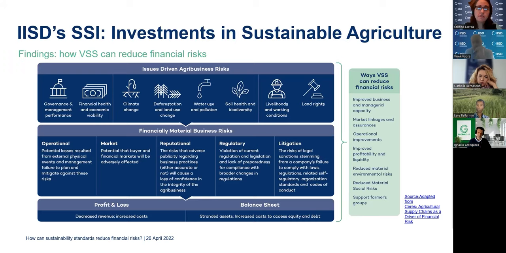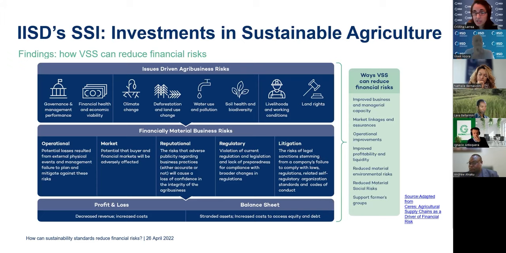I'm going to explain the issues that are in the boxes on the right. Which are these ways through which standards can reduce financial risk? Through improved business and management capacity, since standard-compliant operations are required to comply with business and farming criteria and are audited on a regular basis. Through support for the establishment of direct business relationships with buyers and sales contracts with them that can be used as collateral for an investment.